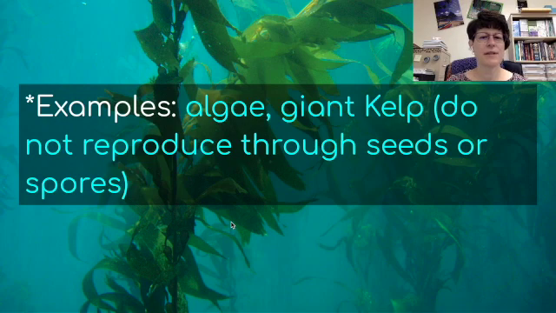And some examples are algae, giant kelp, which might be surprising because they can be multicellular. But the reason giant kelp is not a plant, it is a protist, is because they do not reproduce through seeds or spores. So that's a key there. They actually produced this kingdom because there were things that just didn't fit in the other ones. So it's kind of a catch-all for everything else.